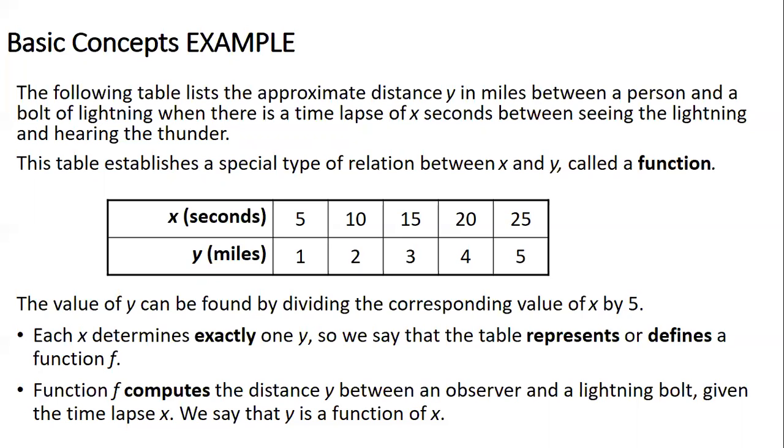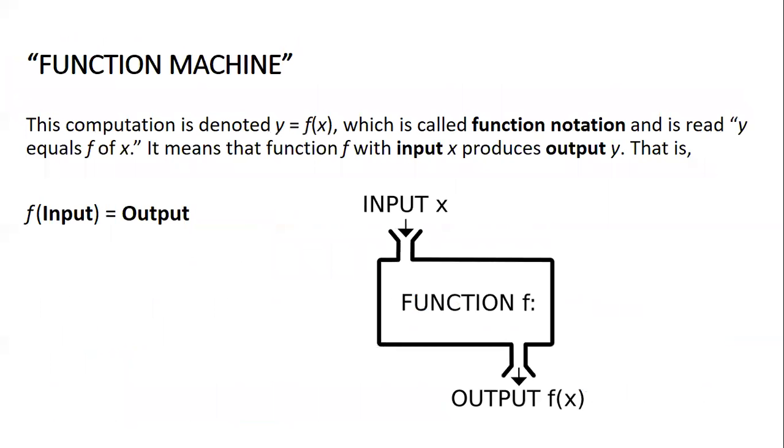So if I hear the sound, I wait 5 seconds, that lets me know that my output is 1 mile away. If I hear the sound, I wait 10 seconds before I hear another sound, then that lets me know that my output is 2 miles away, okay? So the function is computing the distance between the sound and the lightning bolts. Pretty straightforward example, right? Questions about verbal or table example of a function right now? Cool.